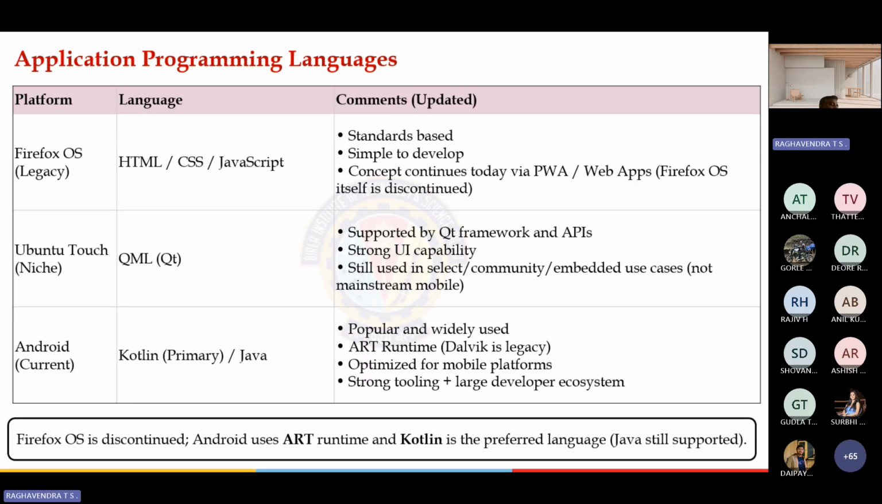So the platform still widely used and adopted is Android, where the language can be Java or primarily Kotlin. It is very popular, and a wide variety of devices use it, except Apple. If you take any other mobile phones, they all use Android as the operating system.